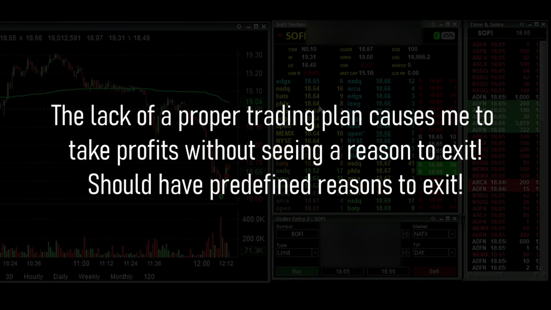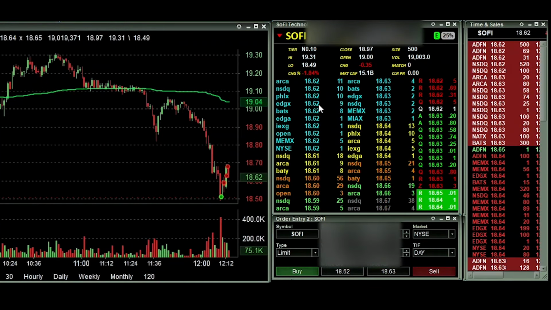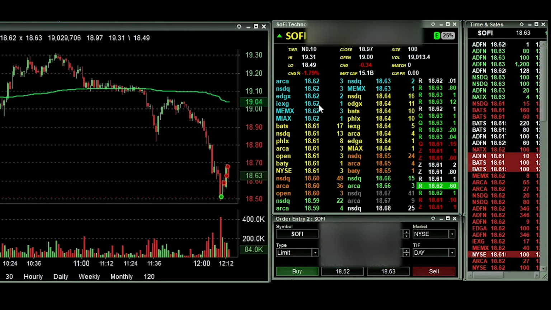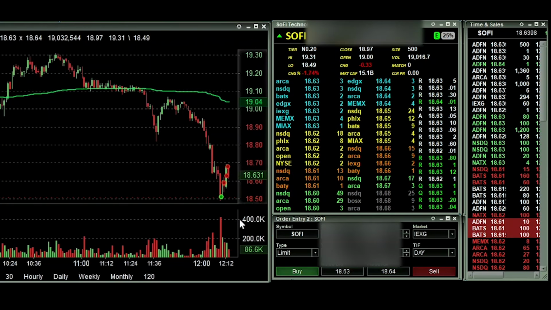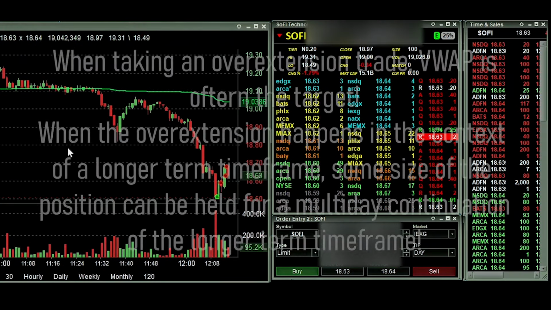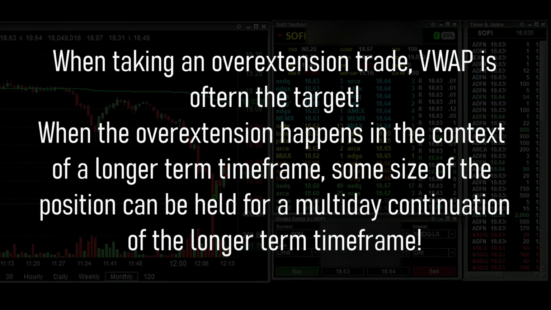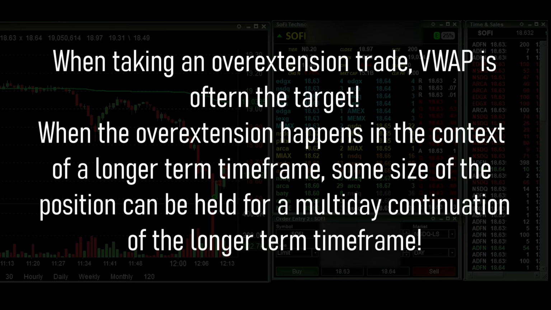In a proper trade to hold, I would have exited 20% when I saw the important event that I'm going to show you in just a little bit, and then I would have just held the rest for either a move up to VWAP and possibly a multi-day move, or just getting stopped out below 1850.